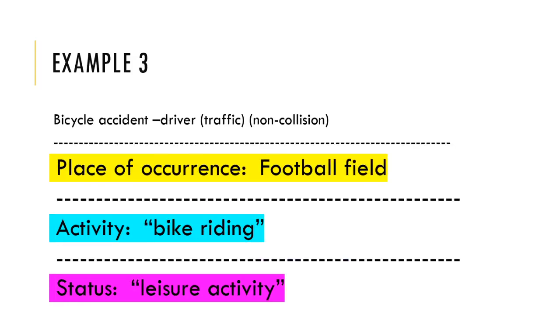And number 3 was the bicycle accident. The driver was in traffic, non-collision. We're going to say the place of occurrence was a football field. The activity was bike riding, but the status was a leisure activity. This person rode their bicycle just for leisure, just for the enjoyment of it. So how would you code status, leisure activity? All right, pause the video while you look up these codes, and when you're ready, let's go to the answers.